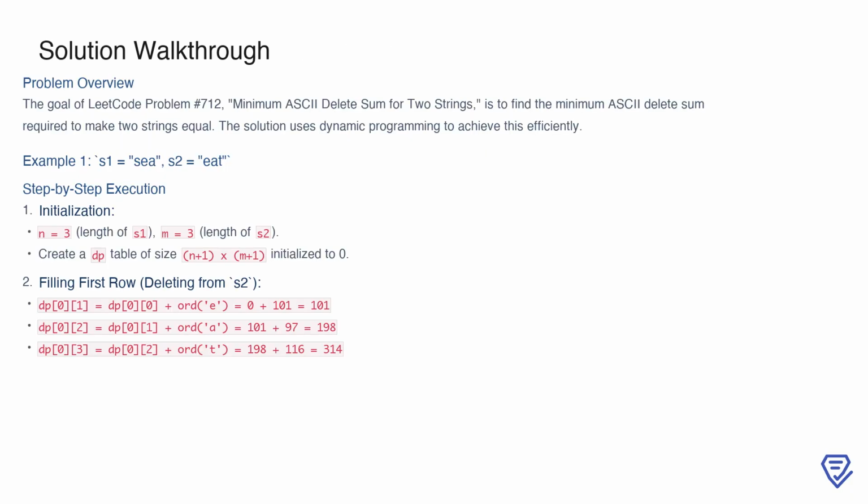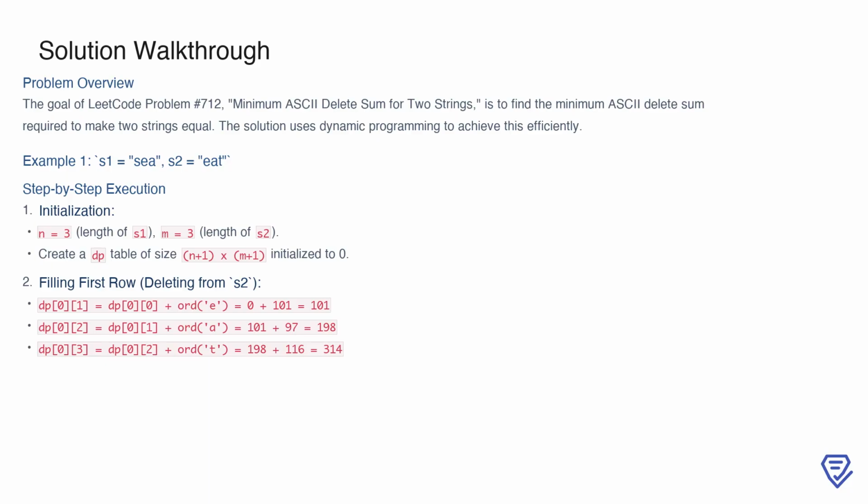In this problem, we are tasked with determining the minimum ASCII delete sum required to make two strings identical. To solve this, dynamic programming plays a crucial role, as it allows us to break down the problem into manageable subproblems. Let's consider the example where s1 is "sea" and s2 is "eat". The first step involves initializing a dynamic programming table, or DP table, with dimensions n+1 by m+1, where n and m are the lengths of s1 and s2 respectively. Here, both strings have a length of 3, so the table's dimensions are 4 by 4.